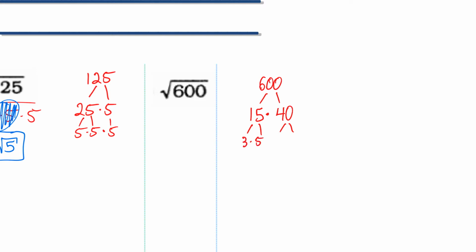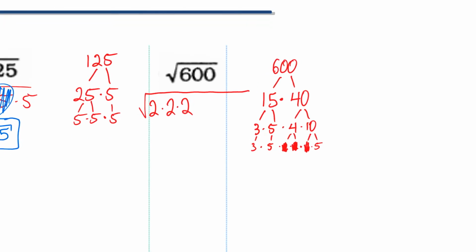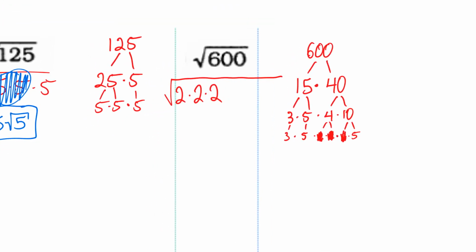So 15 breaks down as 3 times 5. 40 breaks down as 4 times 10. Okay, 4 times 10. So 3 and 5, and then 2, 2, and then 2, 5. 5 pair and 2 pair. Okay, so how many 2s are there? 3. There's 3. 1, 2, 3. So that, that. What next? Got that single 3. Then what? And then 2 5s.